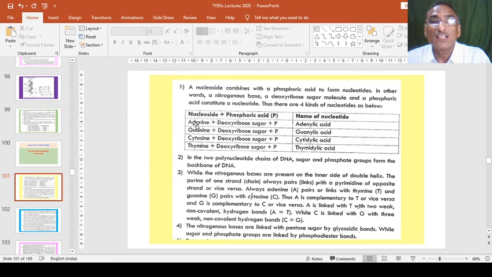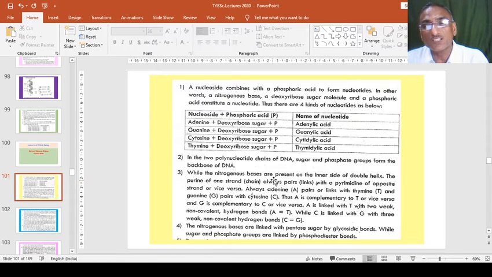So these are adenine, guanine, cytosine, and thymine. These are adenylic, guanylic, cytidylic, and thymidylic. So these all are the nucleotides formed by the union of the deoxyribose sugar and the phosphate group. Now, in the two polynucleotide chains of DNA, sugar and phosphate groups form the backbone of the DNA. So, they are the backbone of the DNA.